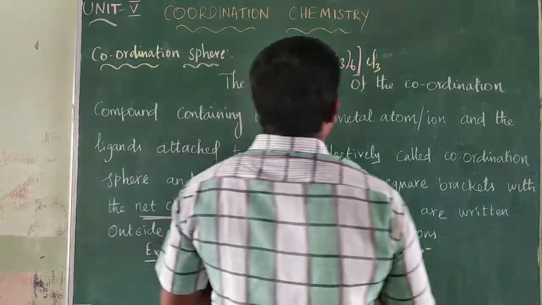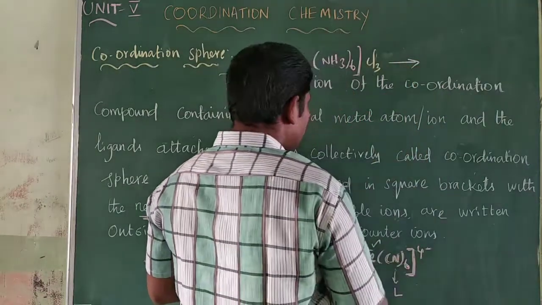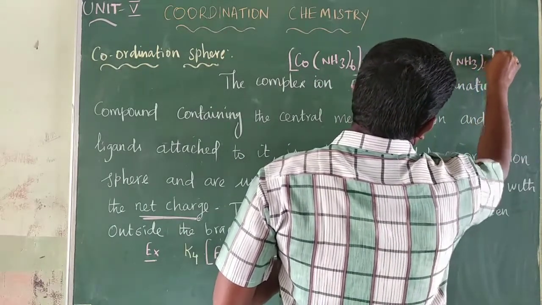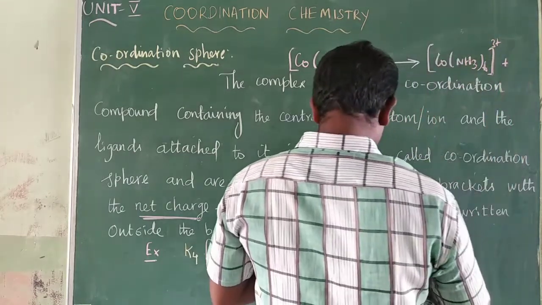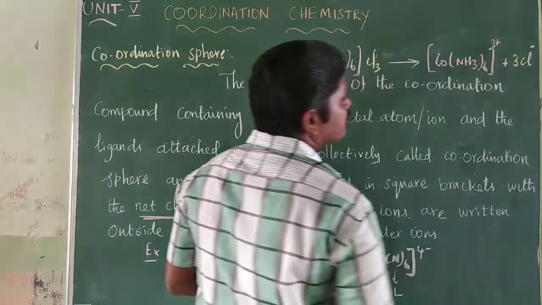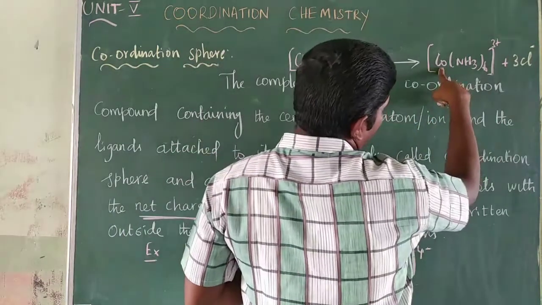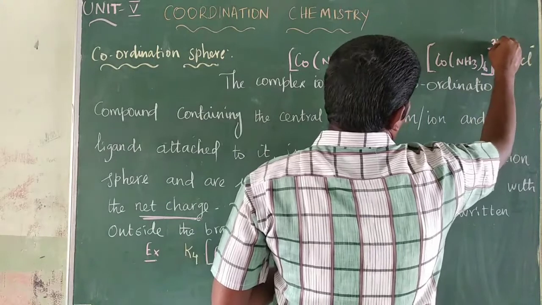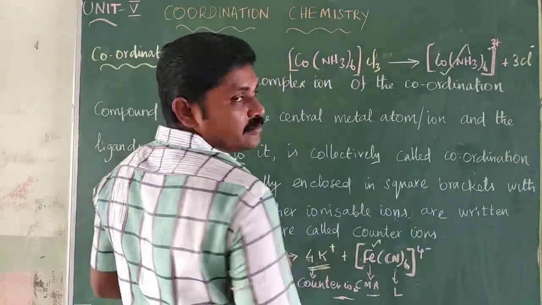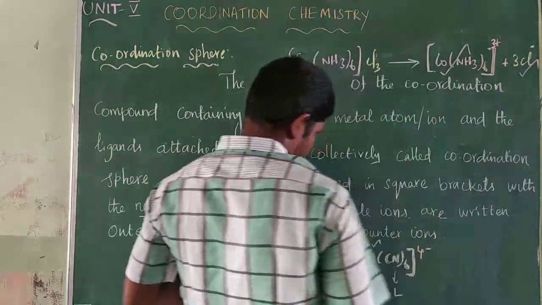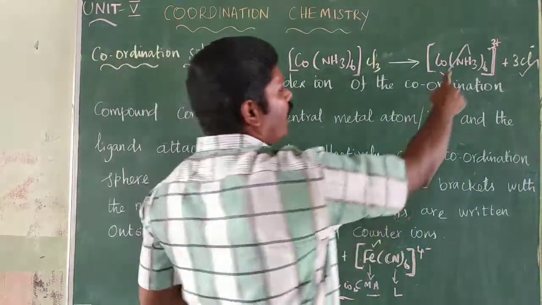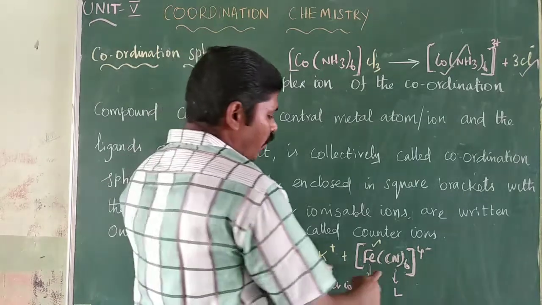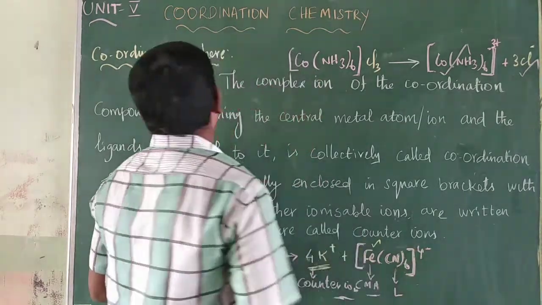Another example: [Co(NH3)6]Cl3, which gives [Co(NH3)6] 3 plus and 3 Cl minus. The central metal ion and attached ligands within the square bracket, with the net charge, is the coordination sphere. The Cl minus ion is a counter ion. So complex cation, simple anion. The simple ion is the counter ion. Likewise, there can be a complex anion. Right.